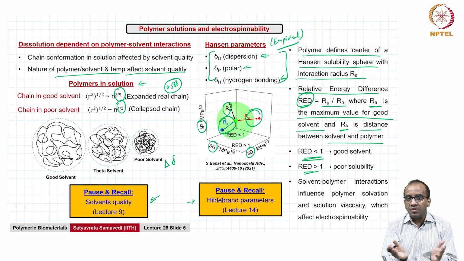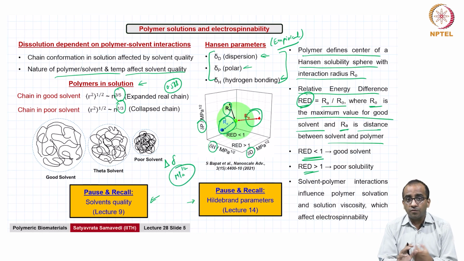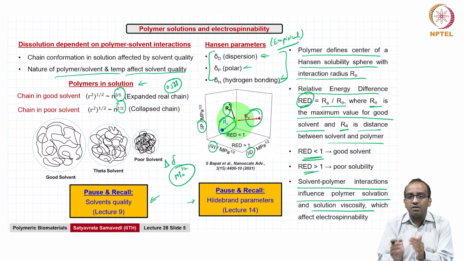If the difference is less than a certain number for your interaction parameter, then it's likely to be miscible. If it's above a certain number, then it's likely to be immiscible. Again, the idea is the same. Overall, what we are saying is the closer they are, the more favorable the interactions. Thus, it's likely that this will be a good solvent for the polymer, and that's a prerequisite because polymer solvent interactions influence the polymer solvation and solution viscosity, which directly govern electrospinnability.